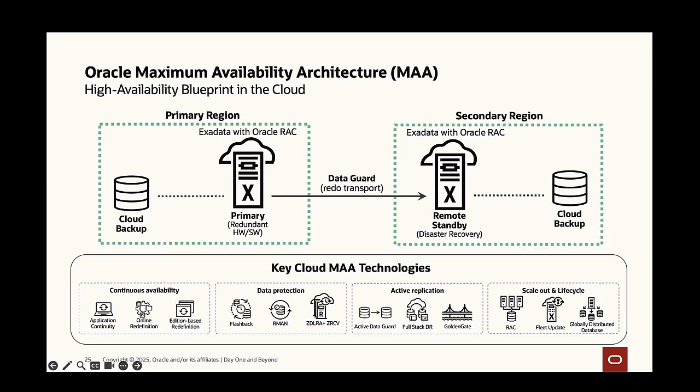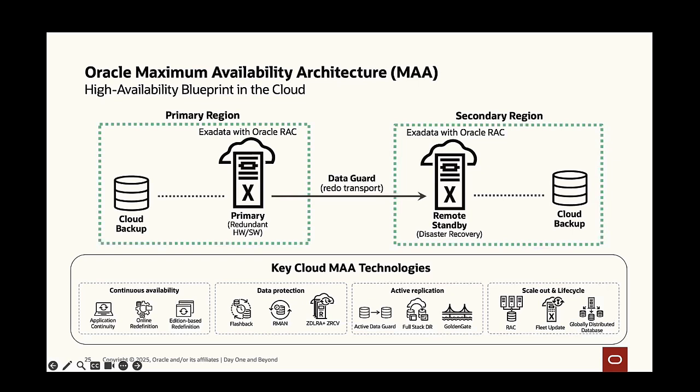One of the key benefits of MAA is utilizing Data Guard for your Oracle databases, with best practices built in. At the bottom of the slide you'll see some key MAA technologies: application continuity for continuous availability, RMAN or Zero Data Loss Recovery Appliance for data protection, Data Guard and GoldenGate for active replication, which we'll go through today, and for scale out, Real Application Clusters and globally distributed databases. Those are all key features of MAA.